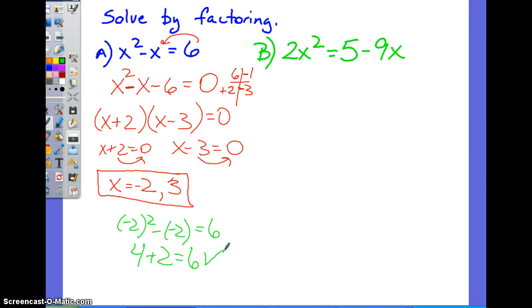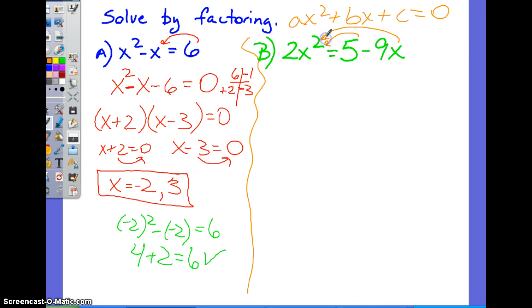All right, and then the next one real quick. Again, it needs to be in this form before we start. Equals 0. So I actually need to move over 2 things this time. I want to keep my squared term positive. So I'm going to leave the 2x squared where it is, but I need to move the 5 over and the negative 9x over, and both will change signs when they move. So the 2x squared is still positive.